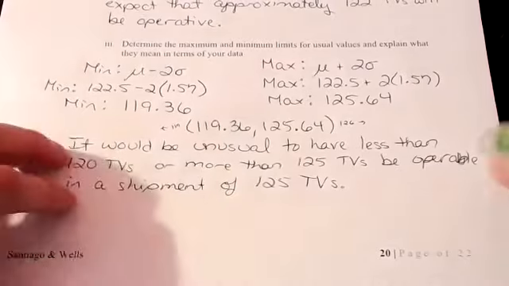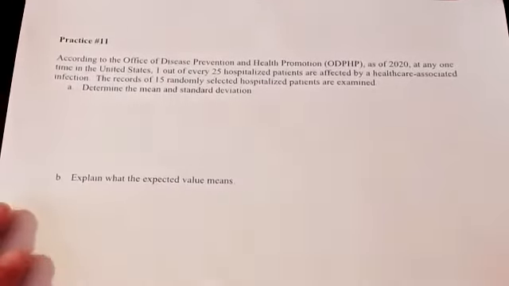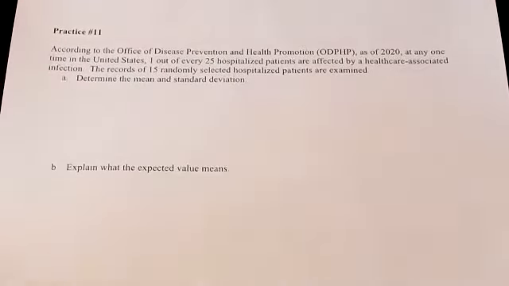Hearing none, let's try this again. Go ahead and turn the page. We have practice number 11. Okay, according to the Office of Disease Prevention and Health Promotion, as of 2020, at any one time in the United States, 1 out of every 25 hospitalized patients are affected by a healthcare-associated infection. The records of 15 randomly selected hospitalized patients are examined.